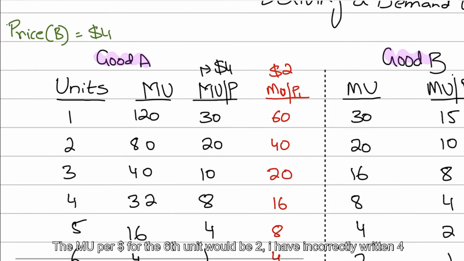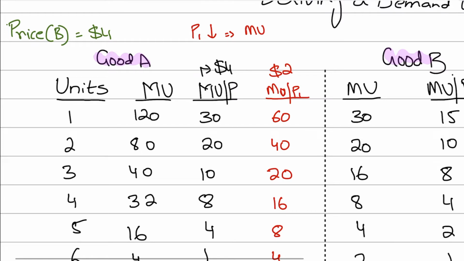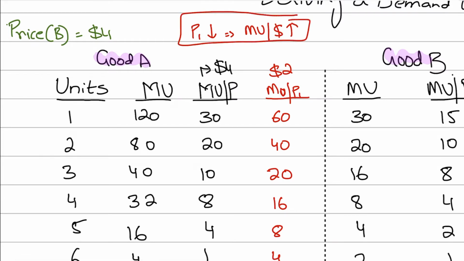So guys, you've automatically seen that whenever the price of the good goes down, the marginal utility per dollar goes up. Remember this rule: when the price goes down, the marginal utility per dollar goes up. There's no rocket science in it, it's simple maths: the marginal utility per dollar is calculated as MU over P. If the price is going down and the MU stays the same, the mathematical value would obviously be higher.